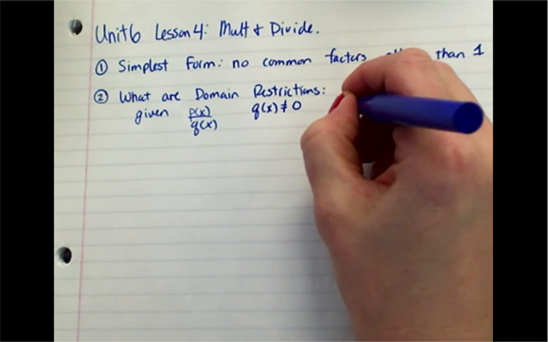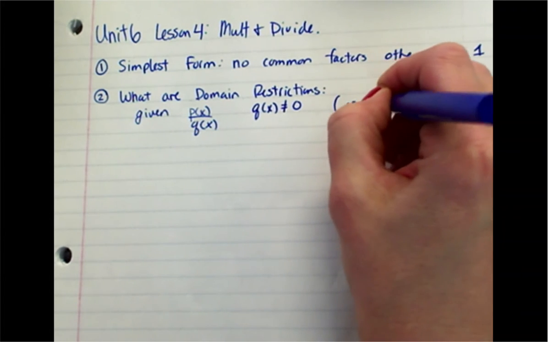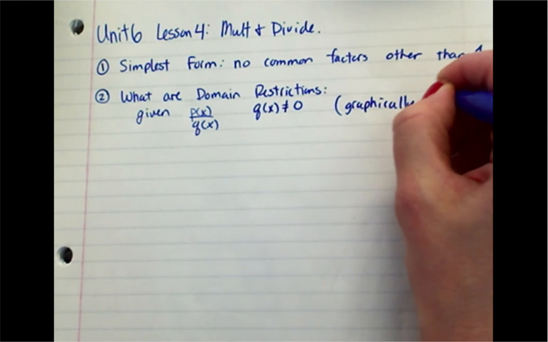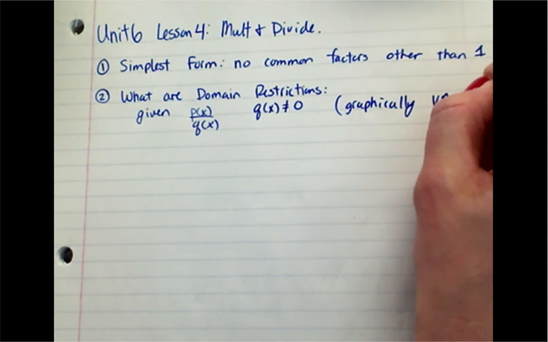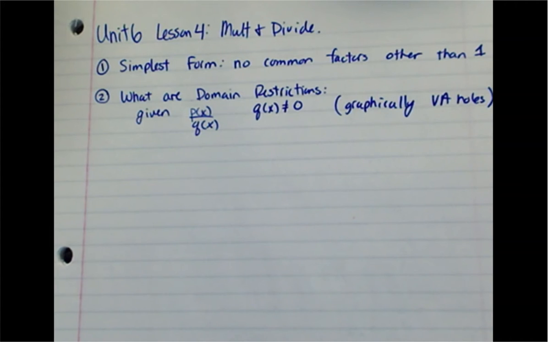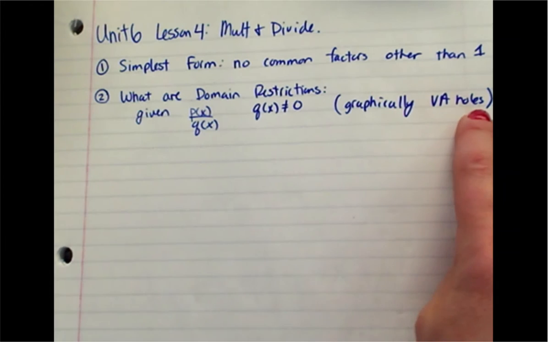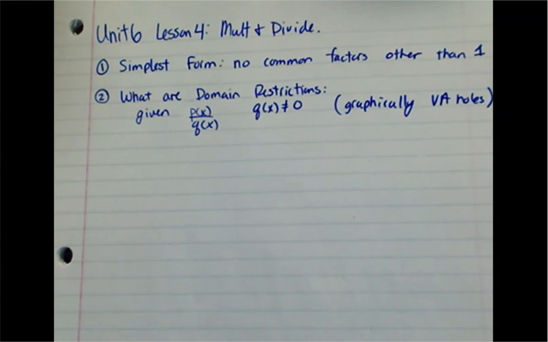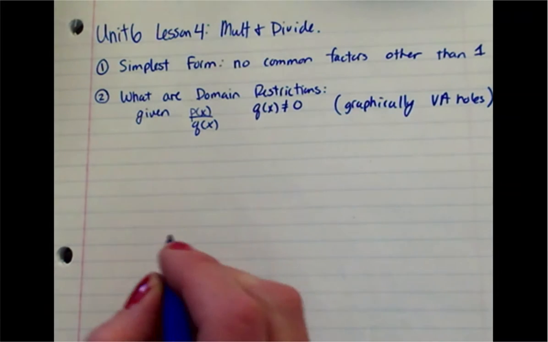Okay? So graphically, those are the vertical asymptotes and the holes. Whatever factors make the denominator 0, or whichever factors cancel out from the top and the bottom, which is still a 0 of the denominator. It just shows up differently on the graph.